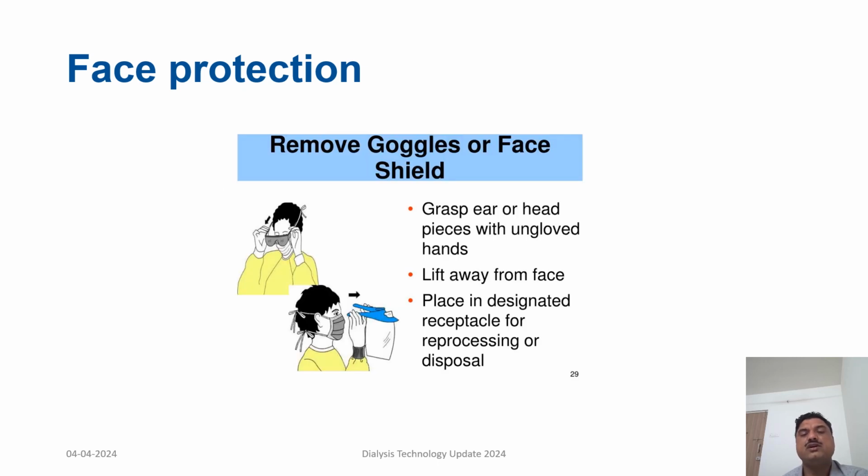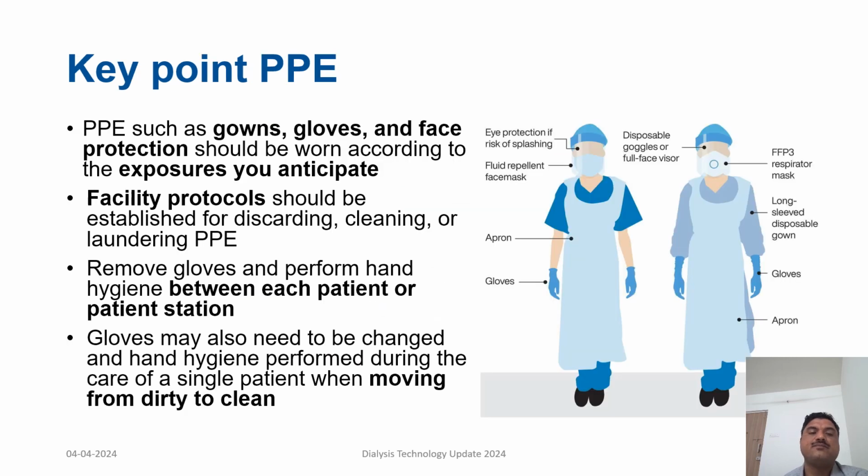For removing the goggles or face shields, one must grasp the ear or the headpiece with ungloved hands. Lift the face shield away from the face and then place it in the designated receptacle or reprocessing unit, or dispose of it.